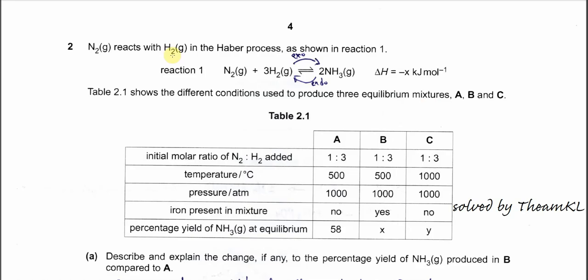Nitrogen reacts with the hydrogen in the Haber process as shown in reaction 1, and the delta H that is given is negative X kilojoule per mole. From this information, it is already telling us that the forward reaction is exothermic, it releases energy, which means the reverse reaction must be endothermic, it absorbs energy. So this is a very important hint that is given in the question.